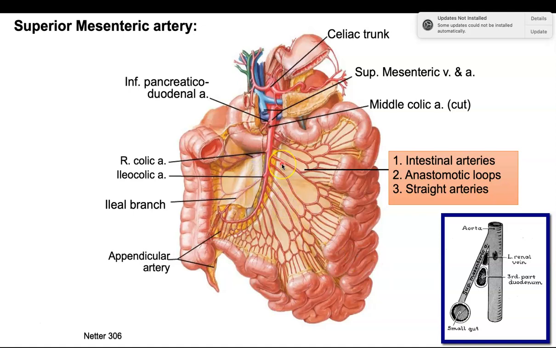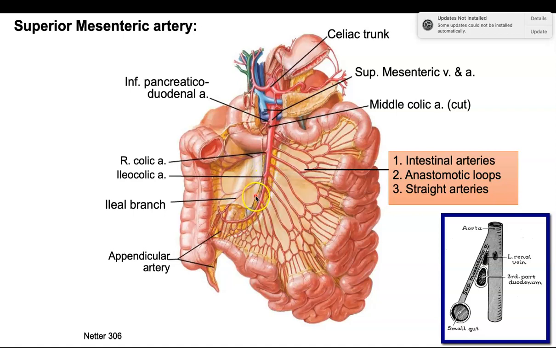So any growth or aneurysm in either the superior mesenteric artery or the abdominal aorta in this area will compress the third part of the duodenum. Okay, so that is an important relation. Now let's talk about the branches.